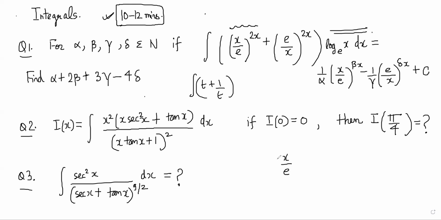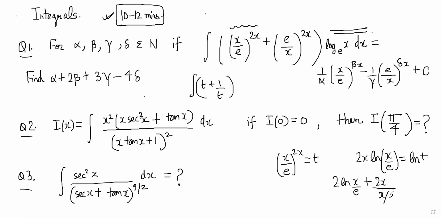If you take x by e power 2x as t, can take ln, right? Take ln both sides, so you'll get 2x ln x by e is equal to ln t. And then when you differentiate, you will get 2 ln x by e plus 2x by x by e multiplied by 1 by e, is equal to 1 by t dt, right? And this whole thing is multiplied by dx, correct?